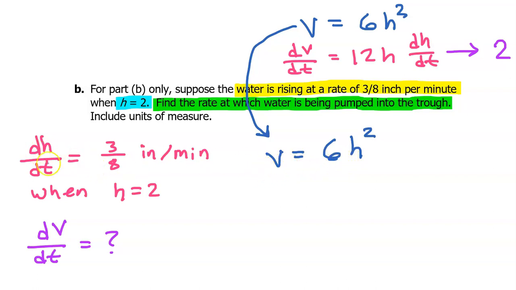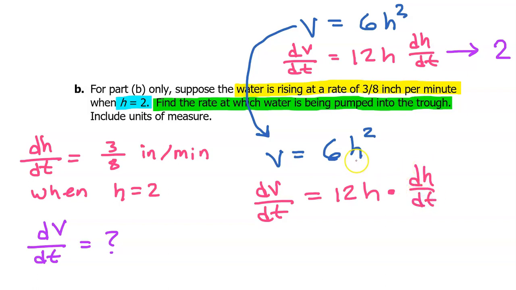So let's go ahead and take the derivative of both sides, so we can get dH/dt and dV/dt to appear. So that would be dV/dt, all right, the derivative of the left side. Now the derivative of the right side, using the power rule, I'm going to have 12h. But since we are differentiating with respect to time, and this is h, we need to use the chain rule and multiply by the derivative of the inner function, which is dh/dt.